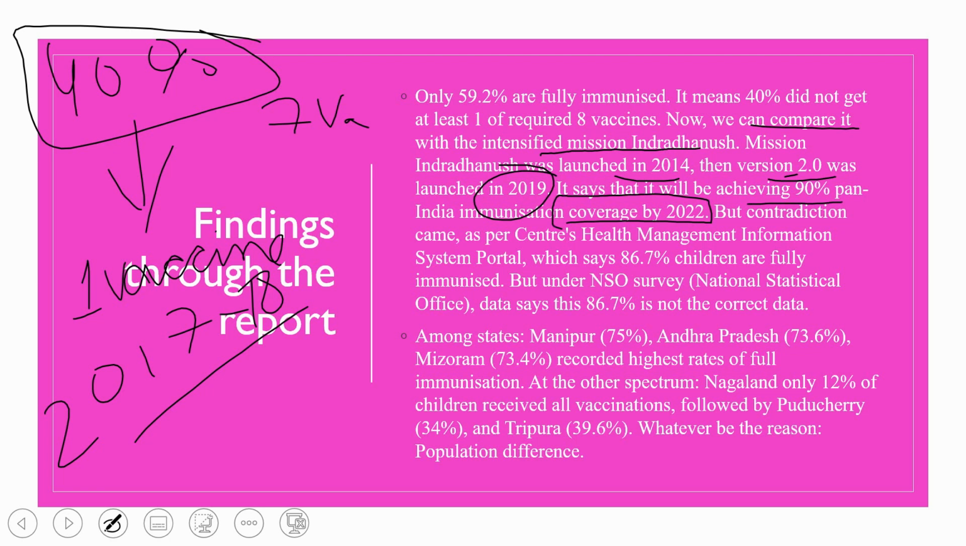But the contradiction happened: the Center's Health Management Information System portal says that 86.7% of children are fully immunized, but the NSO surveys say something else, that around 60% of children are fully immunized. So there is a contradiction, that this says 86.7% and the other says only 60%. It is also not 60%, it is less than 60%.